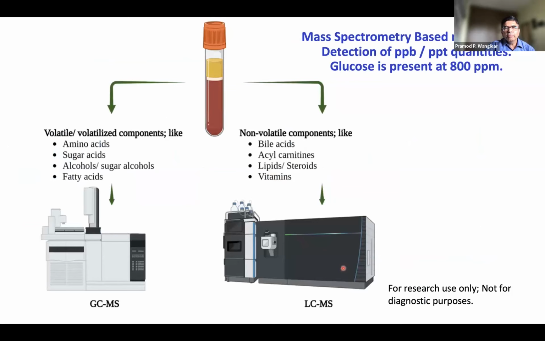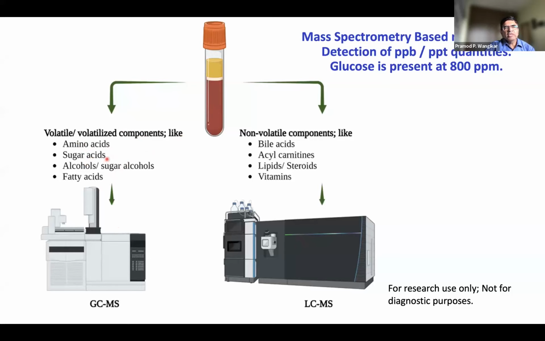Just to give you a brief of where we would want to use LCMS versus GCMS. So GCMS, as the name suggests, is gas chromatography. So it can be used for anything that is either volatile or can be converted into volatile compounds via derivatization. So we can convert amino acids, sugars, sugar acids, alcohols, etc. into volatile compounds by standard derivatization processes. And we use GCMS for those.